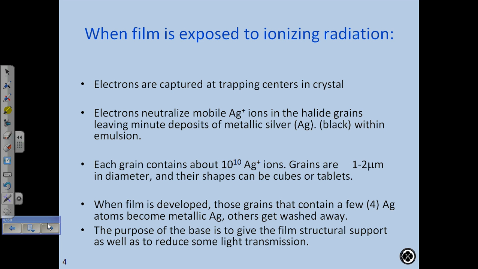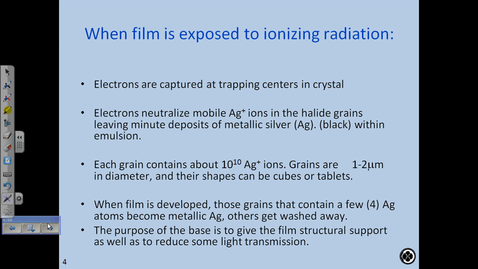And the ones that have at least 4 have converted the silver plus to silver. At least 4 will stay. So if 3 get converted, they won't stay, they'll get washed away. If 2 get converted, they'll get washed away. You need 4 to make that clump that'll stay on the film. I mean, that's 4 out of 10 to the 10, that's very few. So you don't need much.